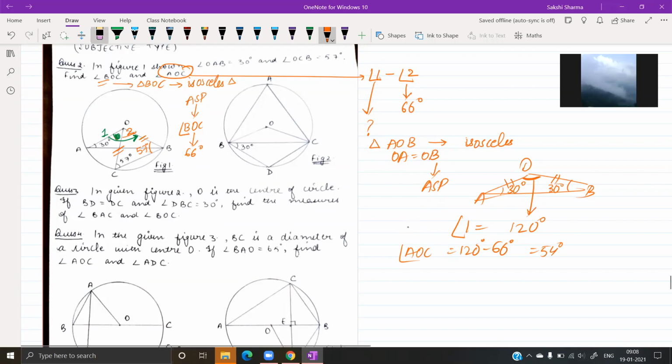Question number 3. This one's actually easier compared to the first and the second one. You are given a circle with center O. BD is equal to DC. Angle DBC is 30 degrees. That's already given to you. You have to find out the measures of angle BAC and BOC.